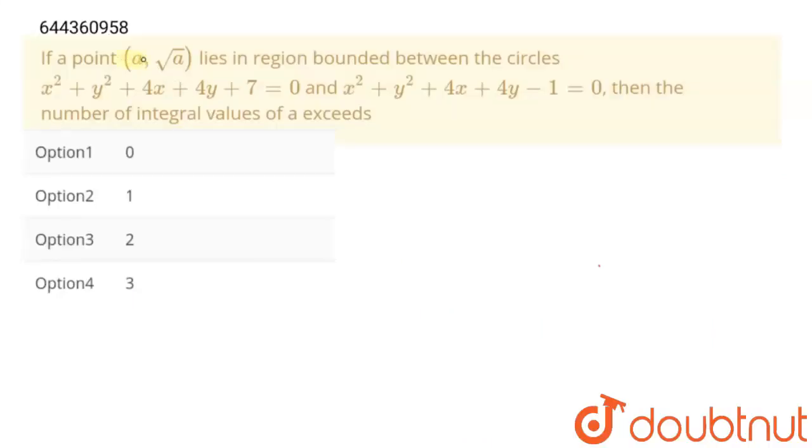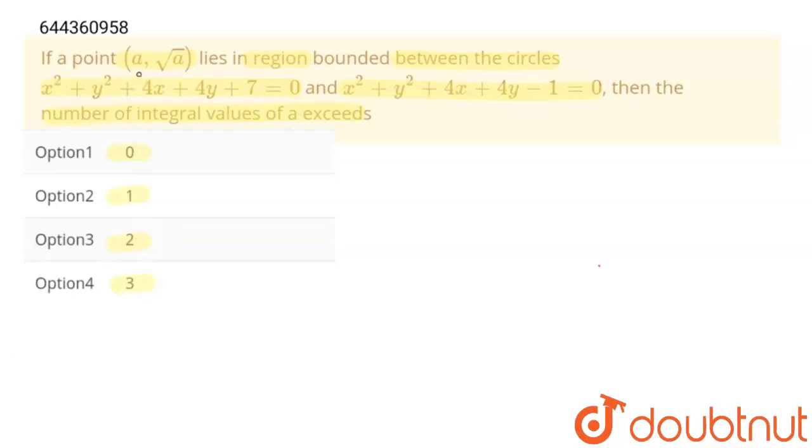Hello students. Question is: if point (a, √a) lies in the region bounded between the circles, this is our first circle and this is our second circle, then the number of integral values of a exceeds. Okay, and there are four options. We have to say which of the following options is correct.